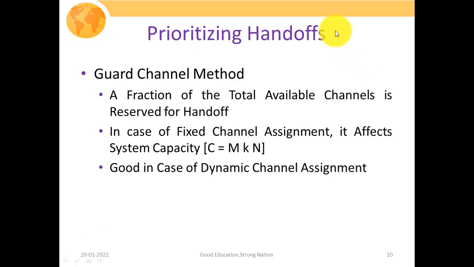Now the next point is how we will prioritize handoff. Handoff must be our priority for proper quality of service.